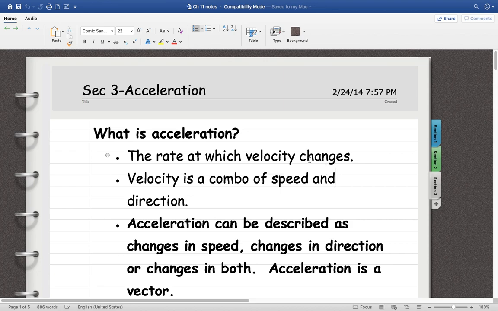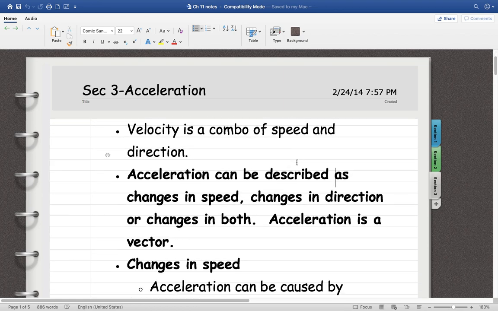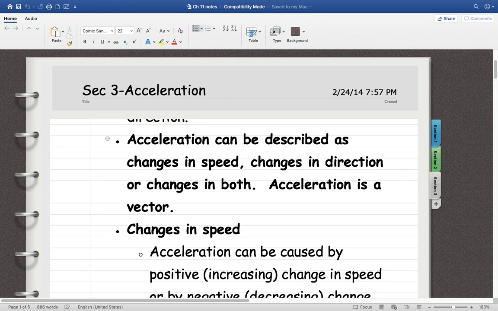Acceleration is the rate at which velocity changes. Remember, velocity is speed and direction. It's a vector, so it has a magnitude and a direction. Velocity is a combo of speed and direction. Acceleration can be described as changes in speed, changes in direction, or changes in both.